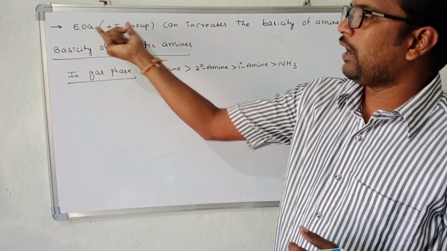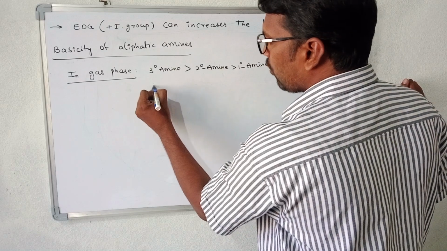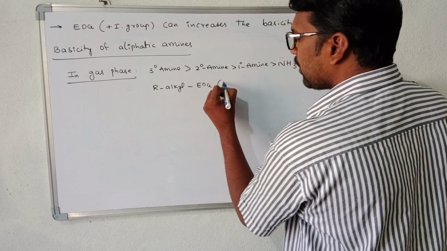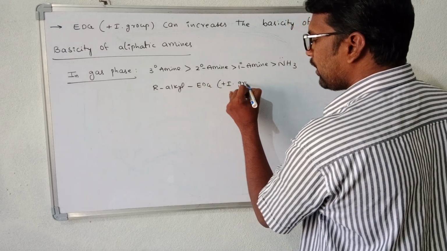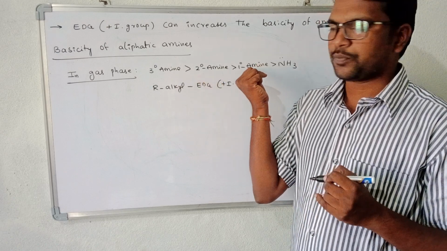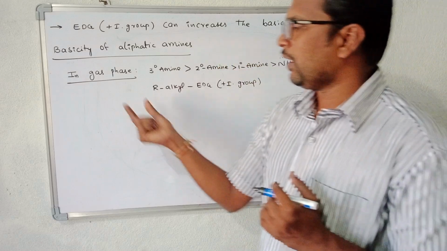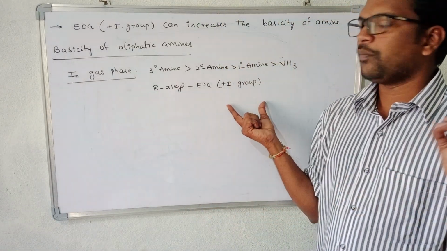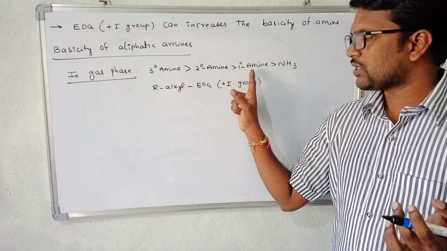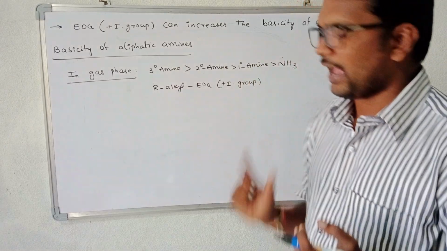It is according to electron donating groups. Alkyl groups are examples of electron donating groups, that means plus I groups. In tertiary amine, three alkyl groups are present, in secondary two alkyl groups, and in primary one alkyl group. Alkyl groups can increase the basicity. According to that, in the gas phase the basicity order is tertiary more basic than secondary, secondary more basic than primary, and primary more basic than ammonia. This we have to take for the gas phase.